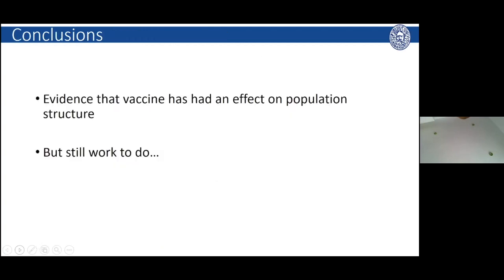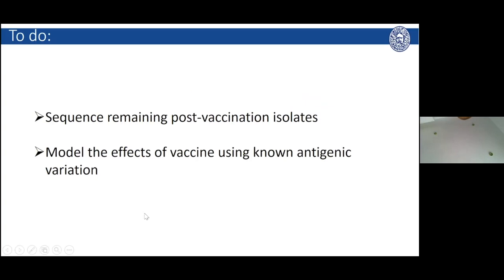So is there evidence that the vaccine is having some effect? And we think that there is. We think that it's having some effect on the population structure, but there's still work left to do. So we still need to sequence the remaining farms. There's 3 farms left over to see the variation of clonal complexes within those farms and see if they match the ones that we already have or if these are totally different. And also it'd be interesting to model the effects of the vaccine.